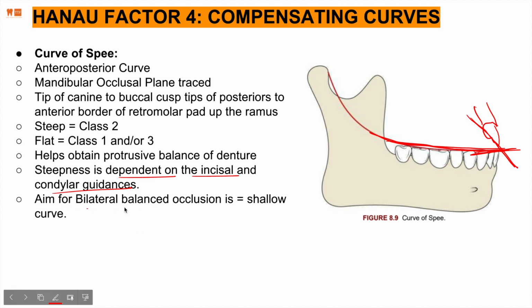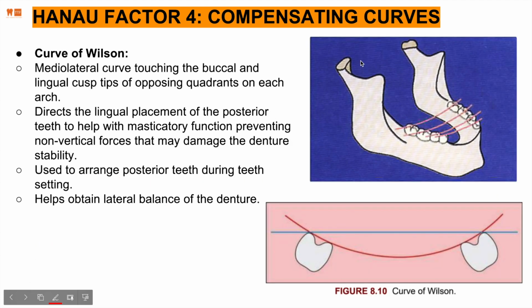The aim for bilateral balanced occlusion is shallow curve. Our goal is to make a shallow curve so that the posterior teeth will meet when the anterior teeth are meeting. Okay, this is the curve of Wilson. Curve of Wilson is a mediolateral curve. It's this way, mediolateral, touching the buccal and the lingual cusp tips of opposing quadrants, right here. Buccal, lingual, lingual, buccal.